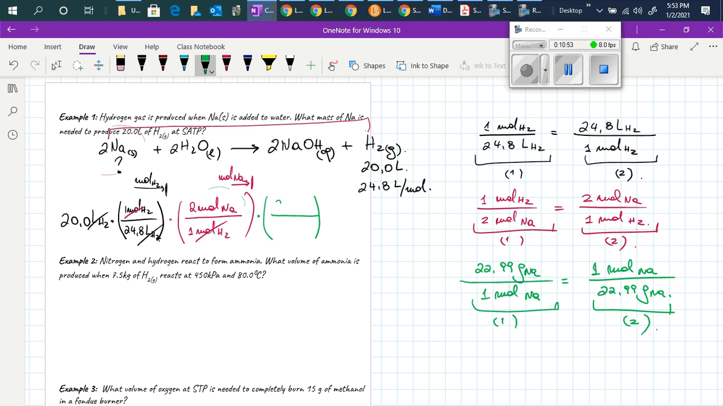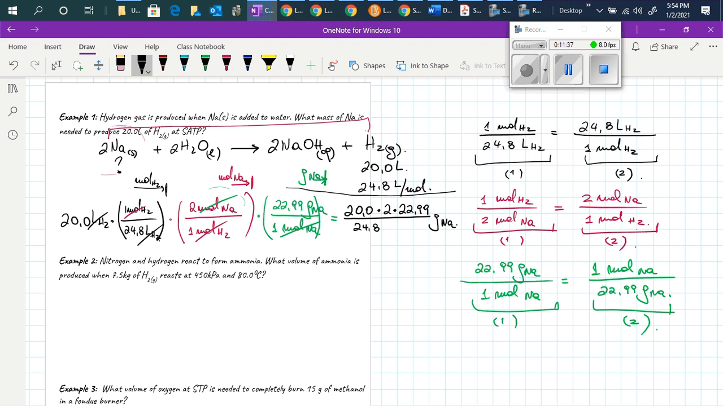And the ratio 1 is 22.99 grams of sodium is 1 mole of sodium. So moles of sodium and moles of sodium is cancelled out. And what we have up to here is grams of sodium. This is what we need. This is what the question is asking us for. So 20.0 in terms of numbers, 20.0 times 1 times 2 times 22.99, the whole thing divided by 24.8 times 1 times 1, and the units are grams of sodium.